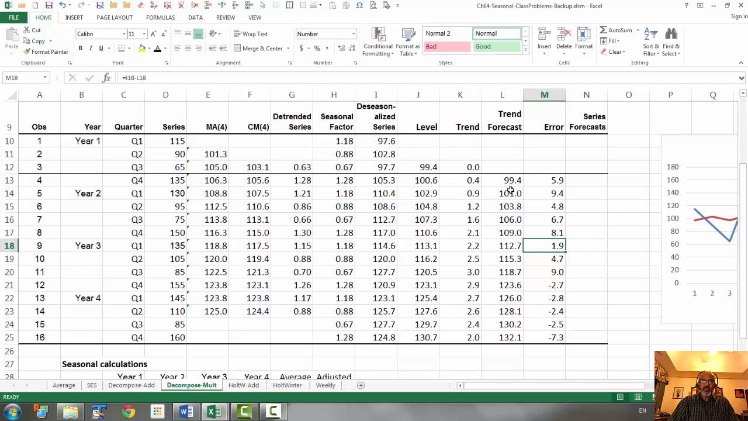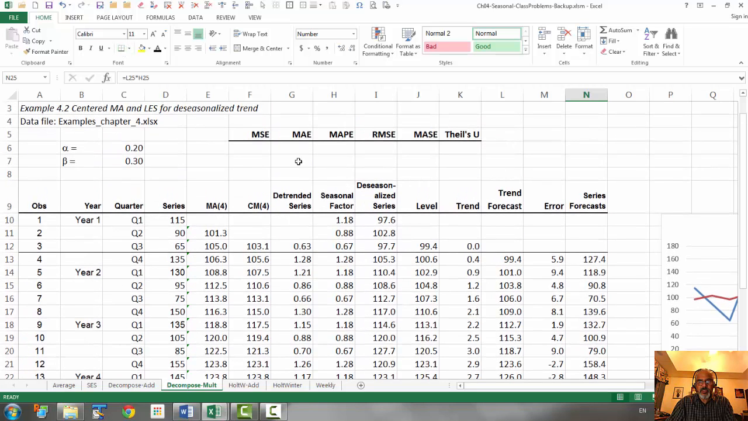Now we can multiply the trend with the seasonal factor. So in the additive case we added, now we multiply. Okay, so take the trend and multiply by the seasonal factor. That will be our forecast. Now with that forecast, we can set up the error accuracy measures here.